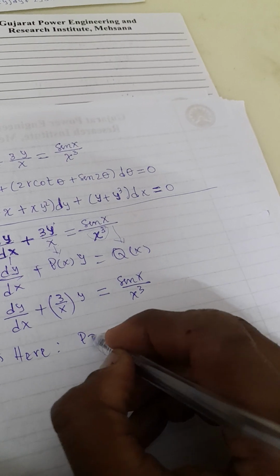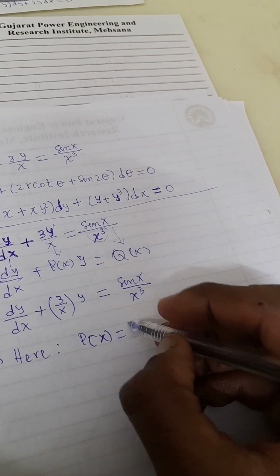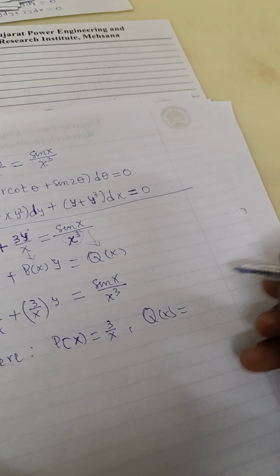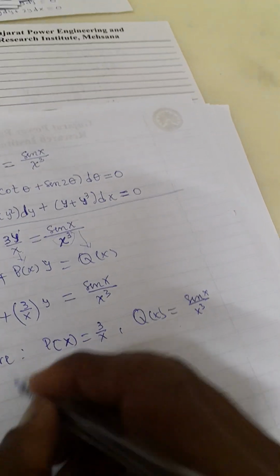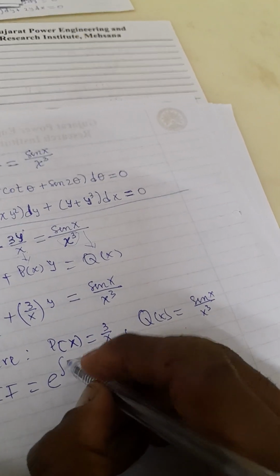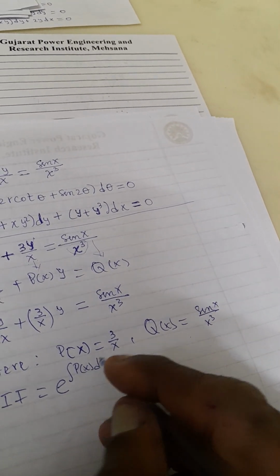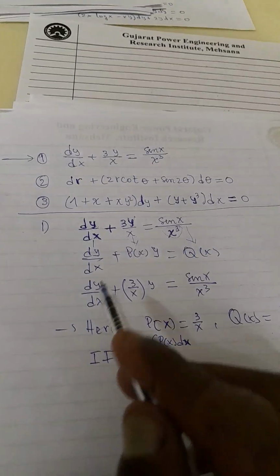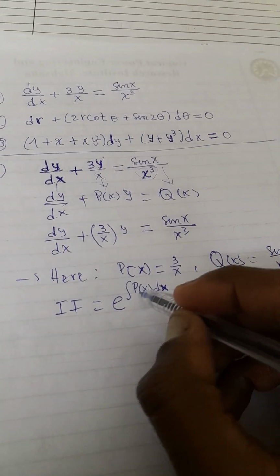You have p of x, because the dependent variable here is y. p of x is equal to 3 by x, and q of x is equal to sine of x upon x cubed. Now the next step is to find the integrating factor. The integrating factor will be e raised to the integration of p of x dx. Why p of x? Because the dependent variable here is y, that's why it's p of x. So p of x dx.